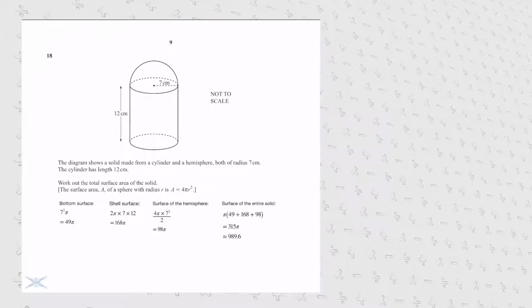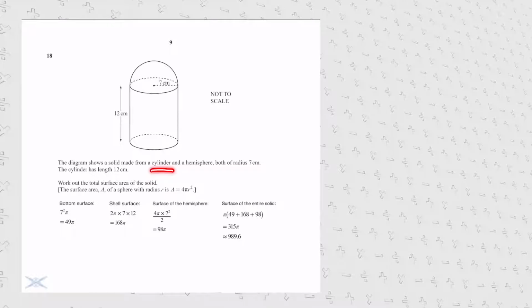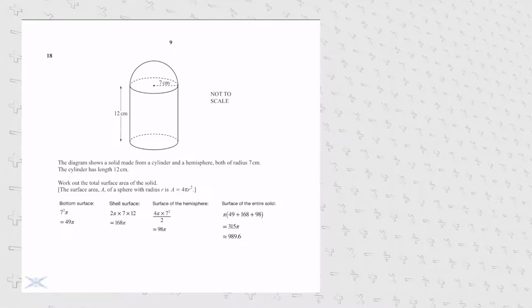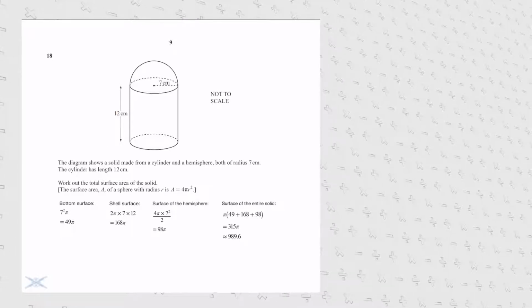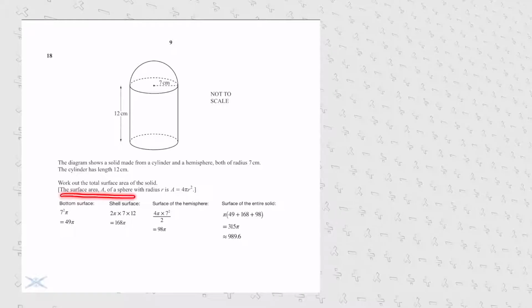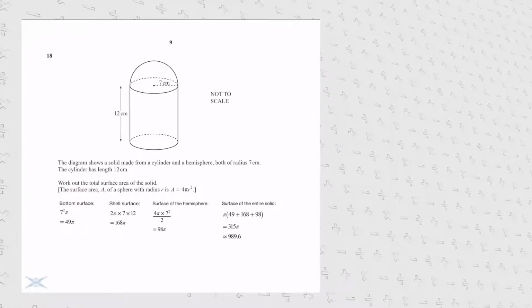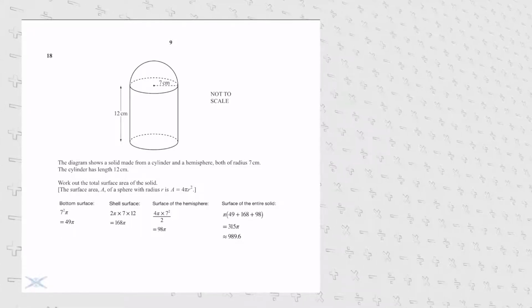Next, let's move on to exercise 18. This diagram shows a solid made from a cylinder and a hemisphere, both of radius 7 centimeters. The cylinder has a length of 12 centimeters. Here we should work out the total surface area of the solid. The surface area A of a sphere with a radius r is A equals 4 pi r squared. In order to solve this task in the most efficient way, we need to perform 3 separate calculations.